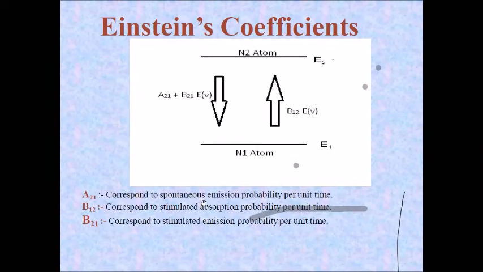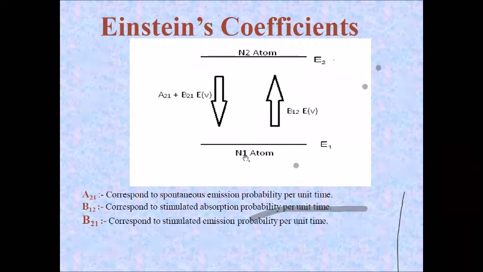B12 will be related to stimulated absorption, and B21 will be related to stimulated emission. So A21, from state 2 to 1, is related to the movement of an atom from a higher energy state to a lower energy state, and B21 is also related to the movement of an atom from a high energy state to a lower energy state, whereas B12 is related to the movement of an atom from a lower energy state to a high energy state.